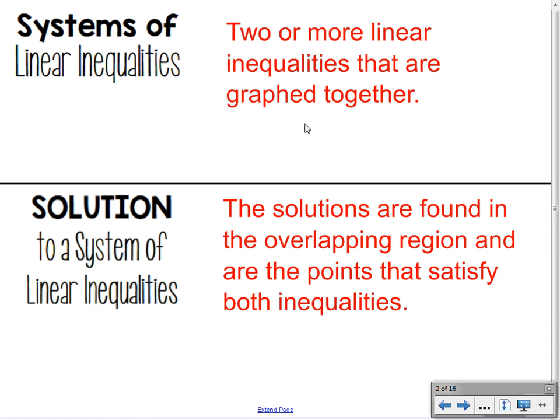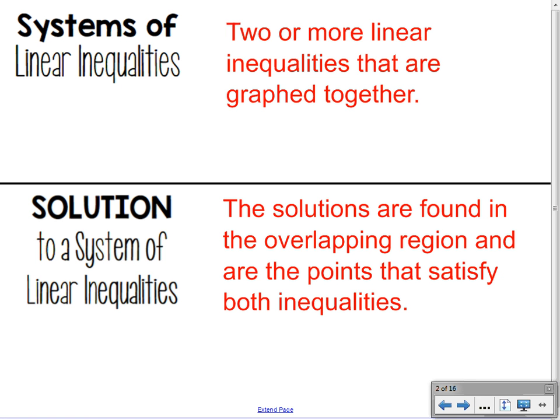Now, before we said with linear inequalities that the solutions were found in the shaded region. So remember, we had a solid or a dashed line, we shaded above or below that line. Now we have two of these things. So we're going to have solutions where the two shaded regions overlap. So we're going to be looking at that overlapping region, and because we're looking at points in the overlapping shaded region, the points found in this area are actually points that satisfy not just one of the inequalities, but both of the linear inequalities in our system.